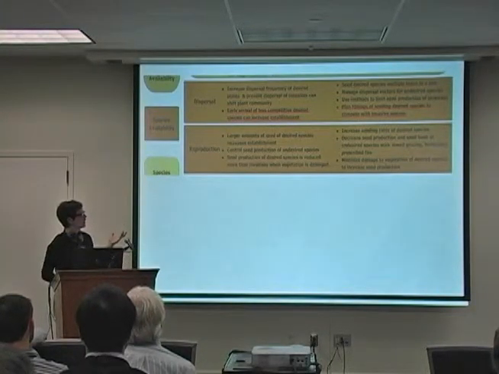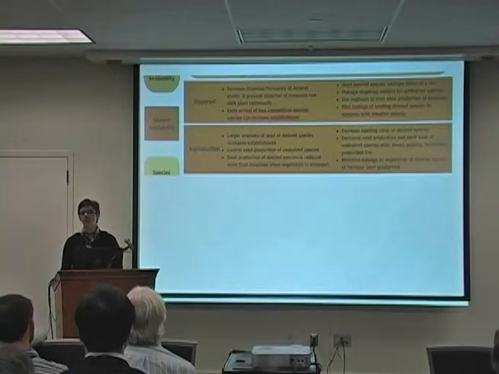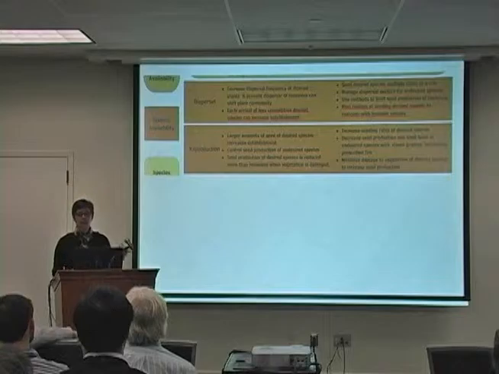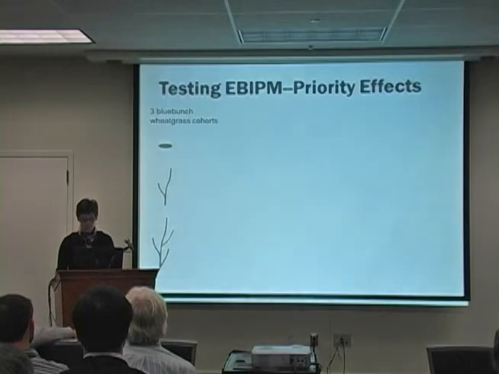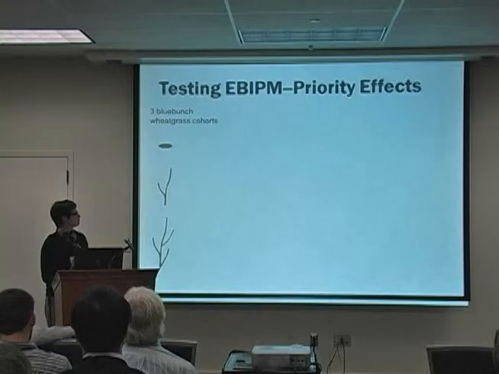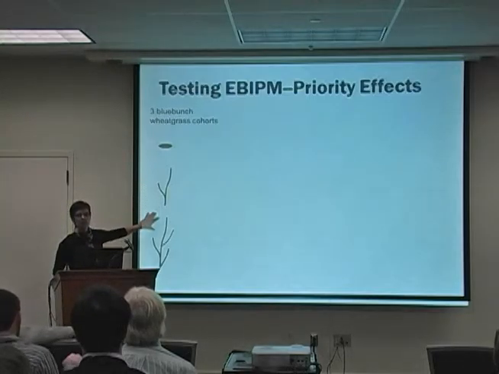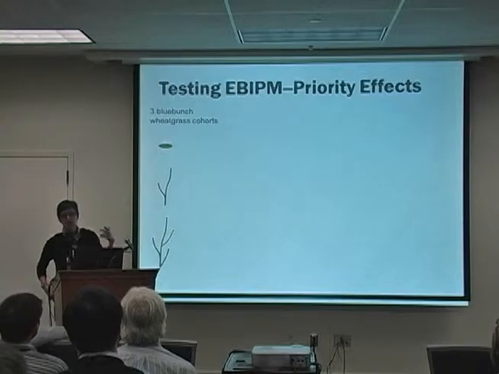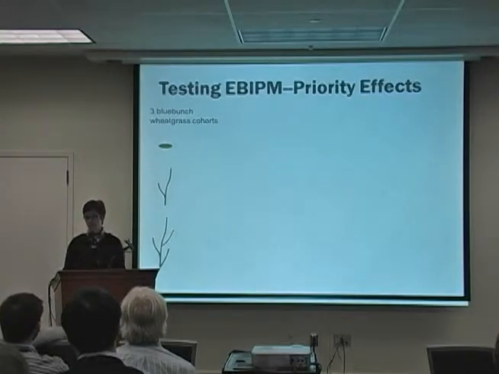Well, we wanted to look at whether you could actually switch competitive relationships between something like cheatgrass and a native perennial grass like bluebunch wheatgrass simply by changing the time of arrival of those species. This is some work that my graduate student had just finished up. What we did was we had 3 different cohorts of bluebunch wheatgrass. We had a seed, a 2-leaf bluebunch, or a 4-leaf bluebunch.